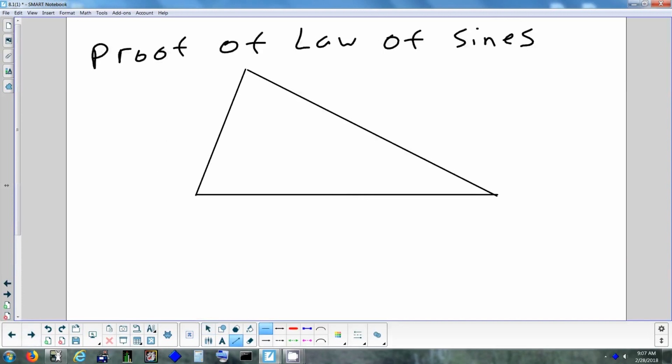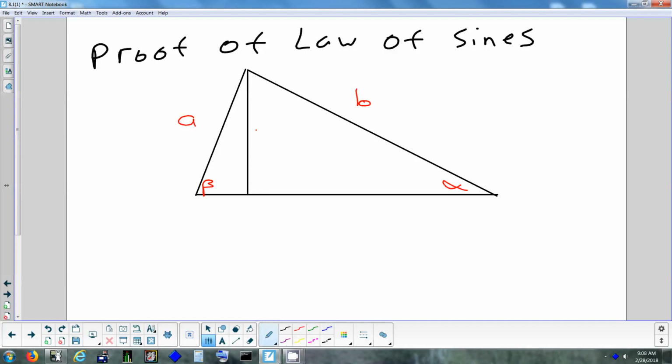And what I'm going to do is I'm going to break this up into two triangles, because we already know how to work with right triangles. And if we do that, we can kind of figure some stuff out. Okay, I need to label some sides here. I'm going to call this side a, and I'm going to call that angle alpha. I'm going to call this side b, and what's the name of the angle that's across from b? Beta.